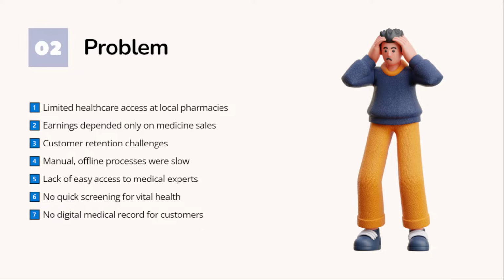Whatever revenue the chemist generates is by selling medicines only. So we are looking at this, and we are trying to develop it in such a way that our chemists will also generate revenue from multiple sources. Customer retention is a big challenge for the chemist. So this is also an important role Marg is playing right now, and we are going to resolve this issue. There are too many manual offline processes going on everywhere, and it is a very slow process. We are going to speed it up by doing it digitally.